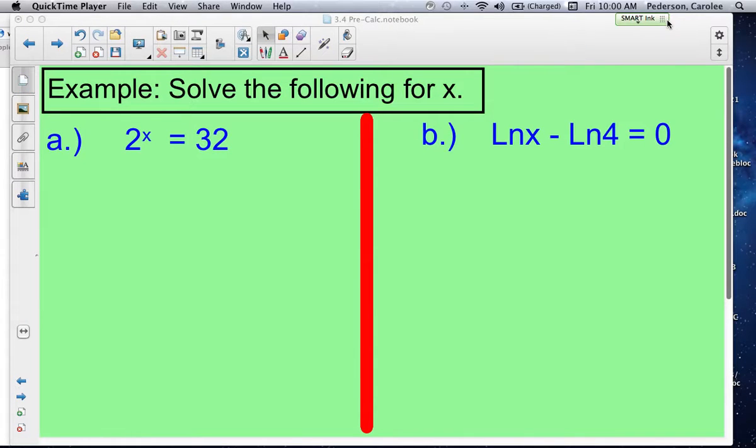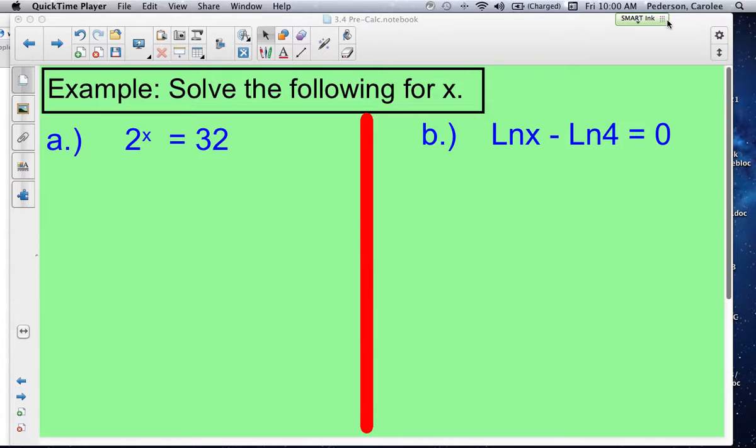This is 3.4, day 1. We are going to focus on this lesson on trying to find out what is the value of x. And there are different tools that we will use. We will use the one-to-one property a lot. We will use the inverse property a lot. And then sometimes we'll rewrite to a different form, maybe from a logarithm to an exponential or vice versa.